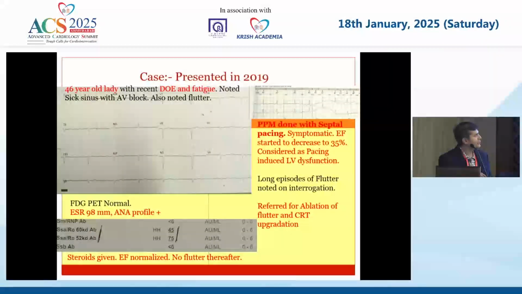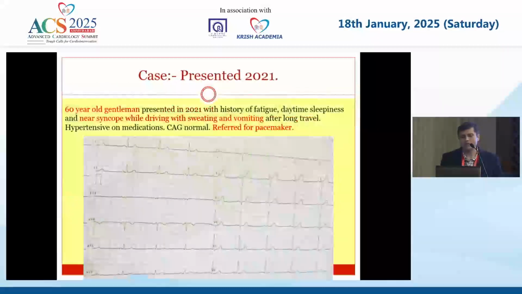Now we did a PET which came out normal, but ESR was very high, 98. Did the ANA profile which showed high values of SSA-Ro, and then just steroids were given for the patient and ejection fraction improved immediately. So rather than CRT, just a steroid dose for this SLE treated the patient.